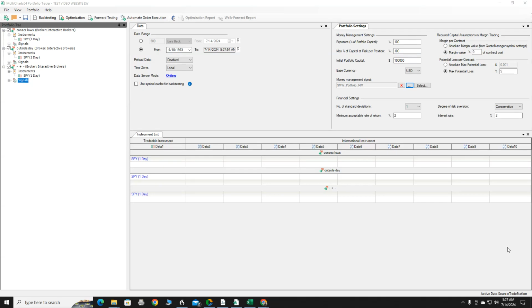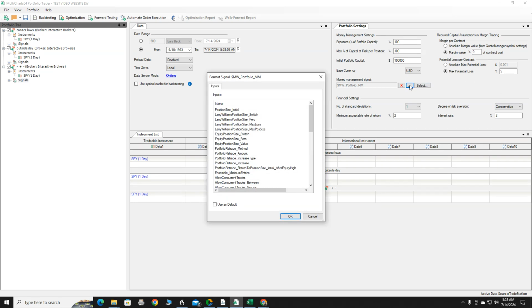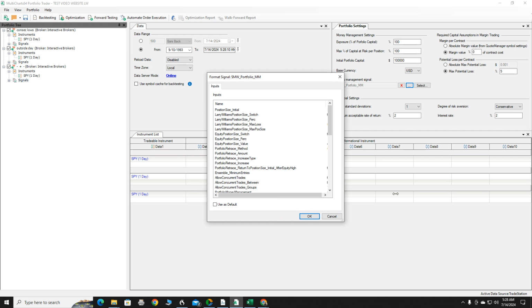Okay, in the portfolio, let's talk about position size initial. Position size initial in the portfolio money management overrides everything in the strategy. It's important to understand this. Let's take a visual of this.